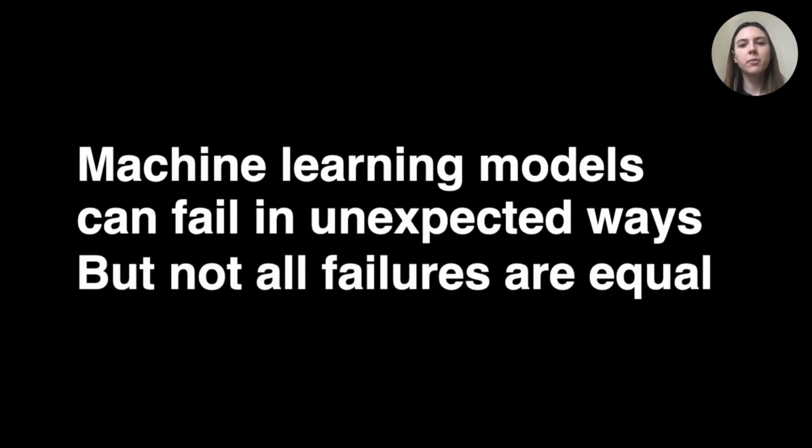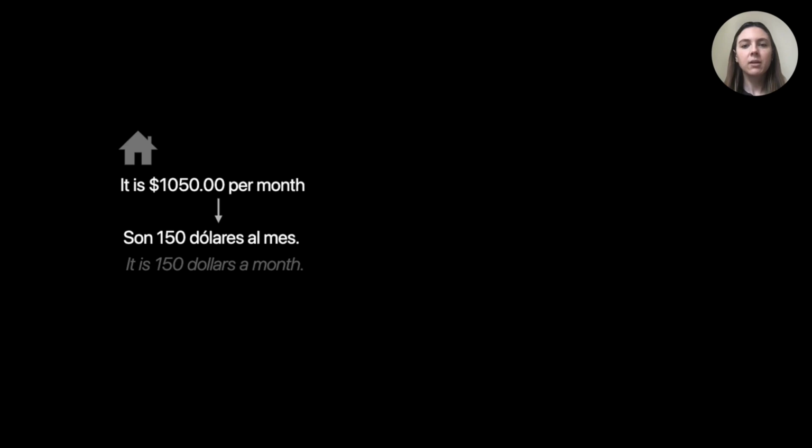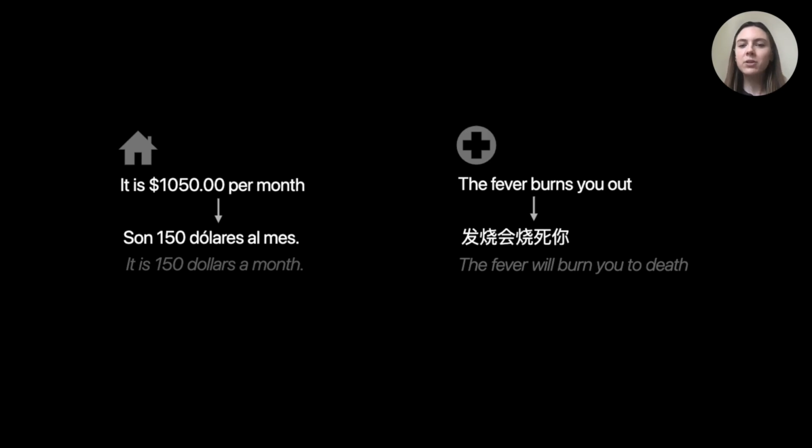Consider this example from a machine translation system. Some machine translation errors are easy to spot. Even if I can't speak Spanish, I can probably tell that something has gone wrong in this example on the left, just by comparing the numbers. But other kinds of errors can be really tricky if you don't speak both the source and the target language. Imagine I was trying to tell someone that they might feel burnt out from their fever, and instead they thought I was trying to tell them their fever might be deadly.